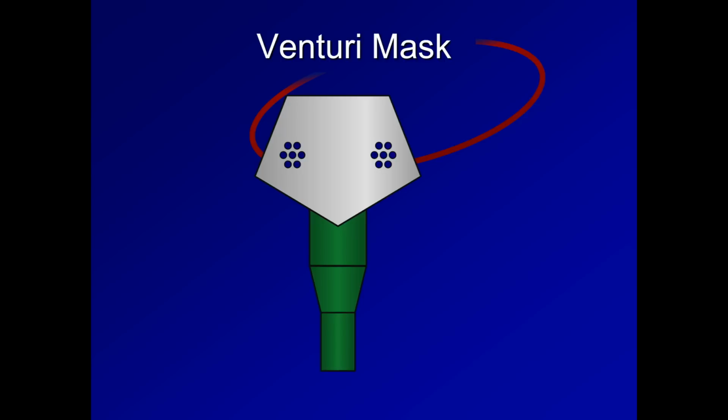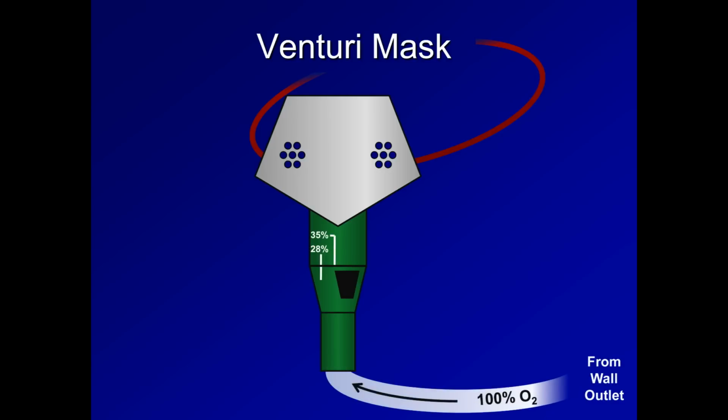On the regulator is a hole whose size varies depending upon what FiO2 the middle section is dialed to, in this case 28%. Then a tube connects the regulator to the wall outlet from which flows 100% oxygen. As air flows through the inflow tube into the regulator and past the open hole to the mask, room air is drawn into the hole by the process of entrainment.